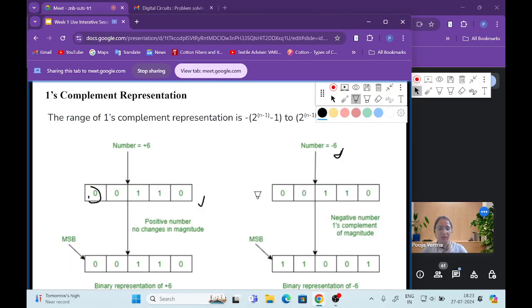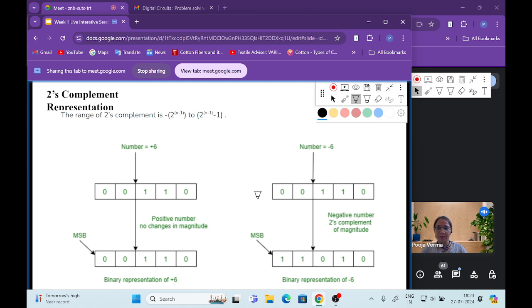Similarly, the next one is two's complement representation. For two's complement representation, as with one's complement, if it is plus 6, there will be no change, it stays as it is. If it is minus 6, first we need to take the one's complement of the number. For example, 0 here, so here 1, 1, 0, 0, 1.